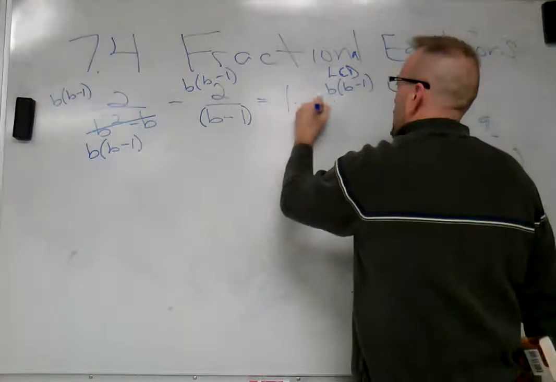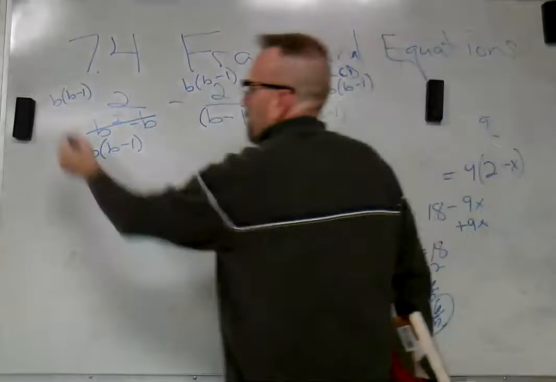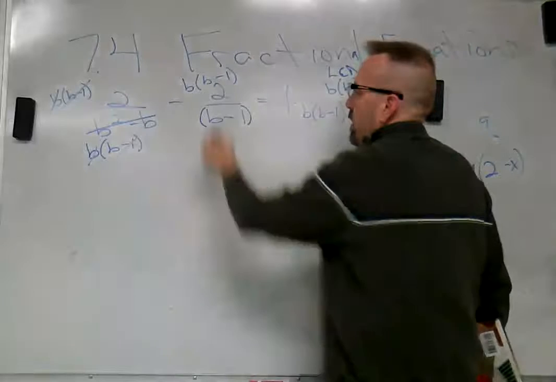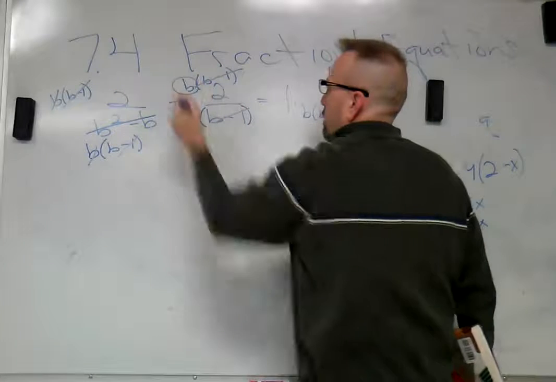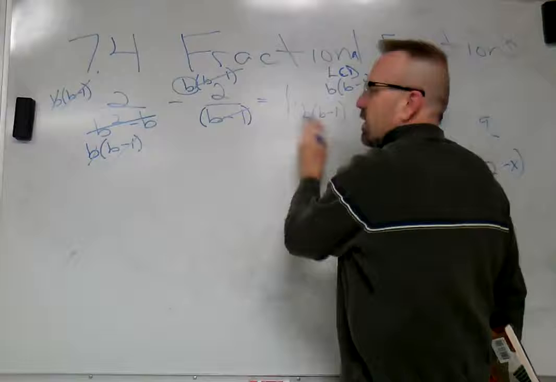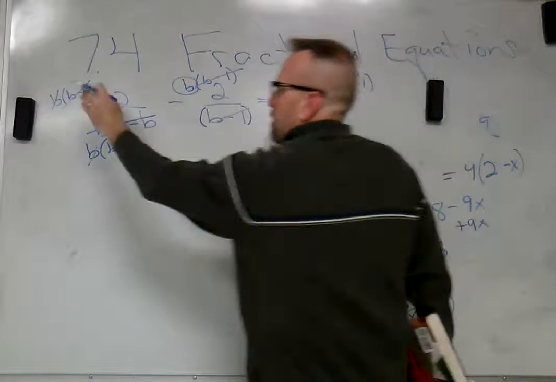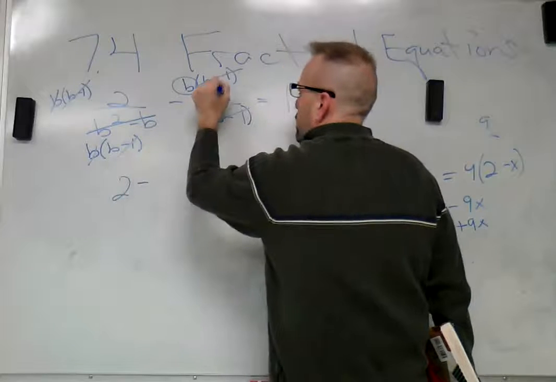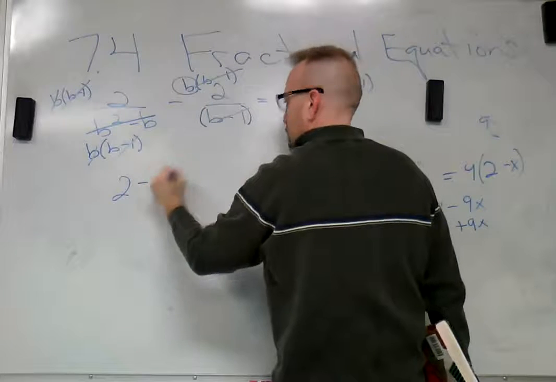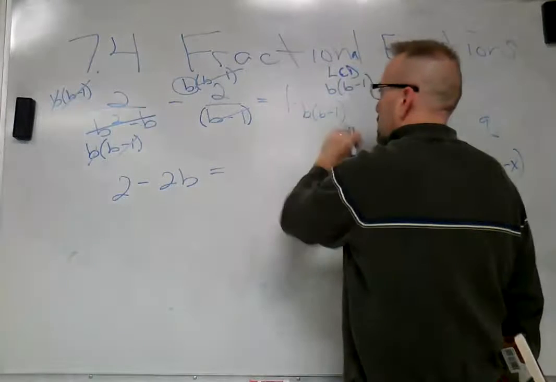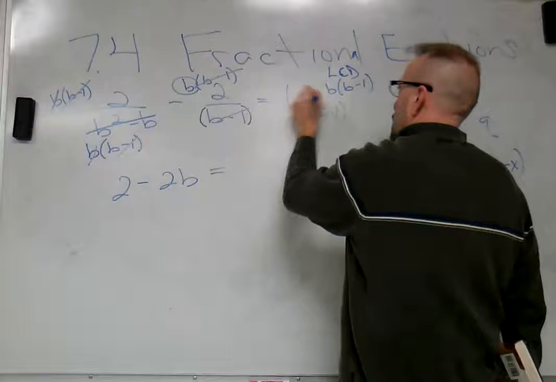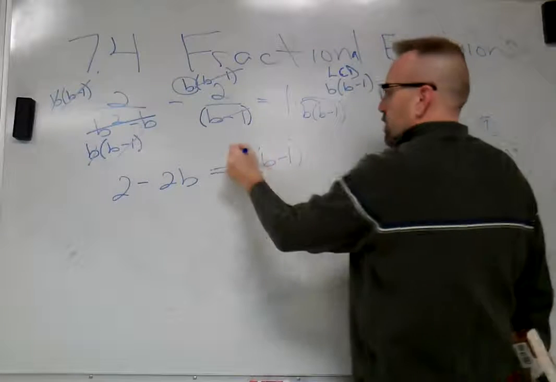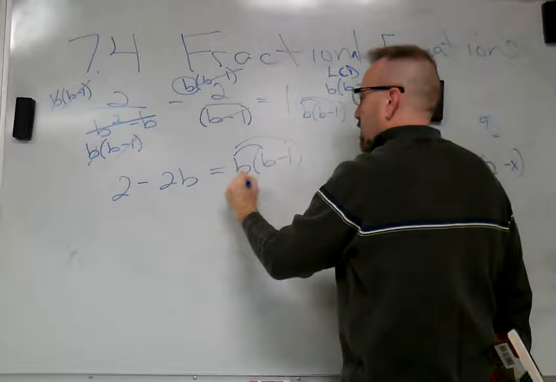Times b minus 1. All right, so here our b cancels, our b minus 1 cancels. Here our b minus 1 cancels, we're only left with that b up there. And then here nothing cancels. So the first one, everything canceled except this 2. Minus, here we have 2 times b, and then here 1 times b. Let's just write it out to start, b minus 1. But if we distribute, we get b squared minus b.